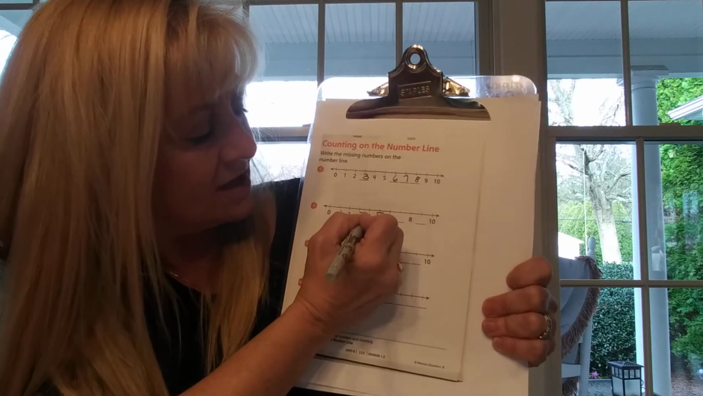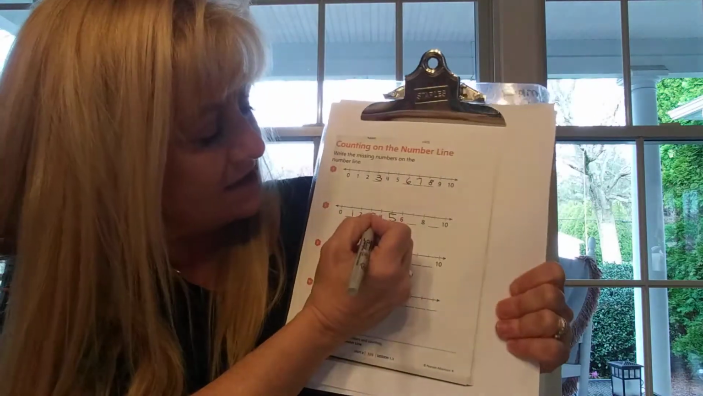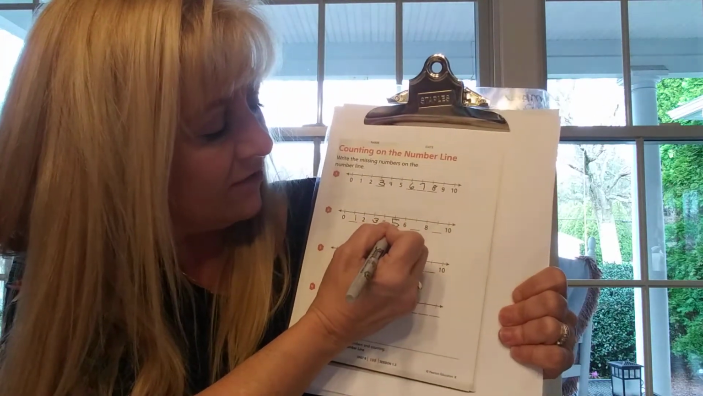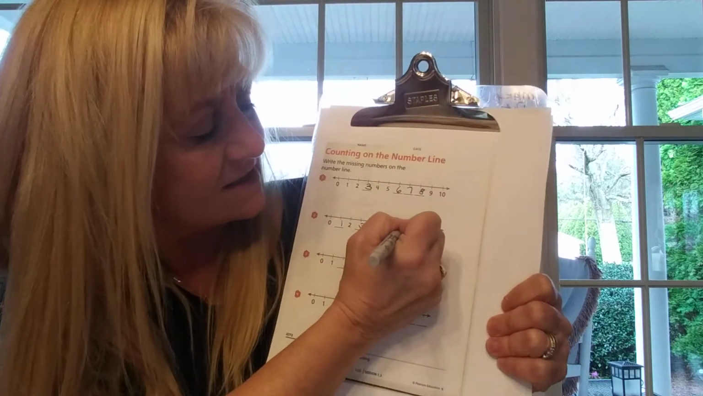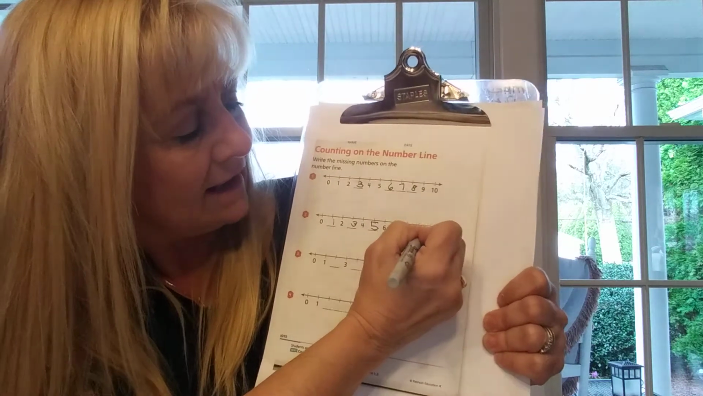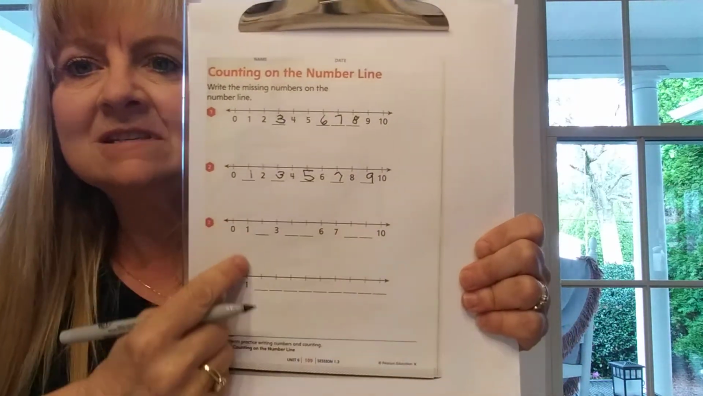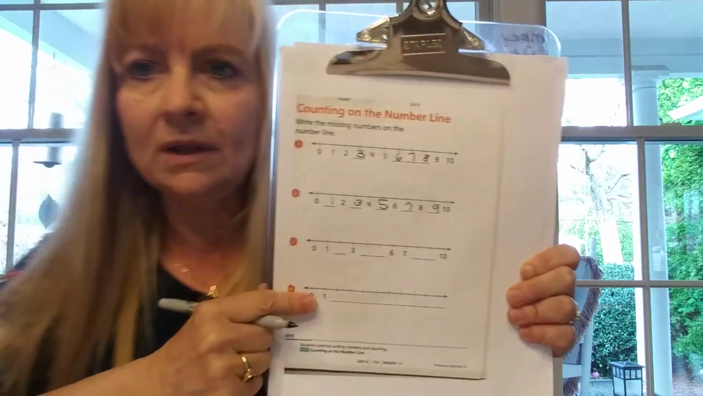Let's see, let me start counting again, but I don't have to go all the way to the beginning to figure this out. I can start here. 3, 4, 5, 6, 7, 8, 9, 10. I'm going to leave these 2 for you to complete with your grown-up.